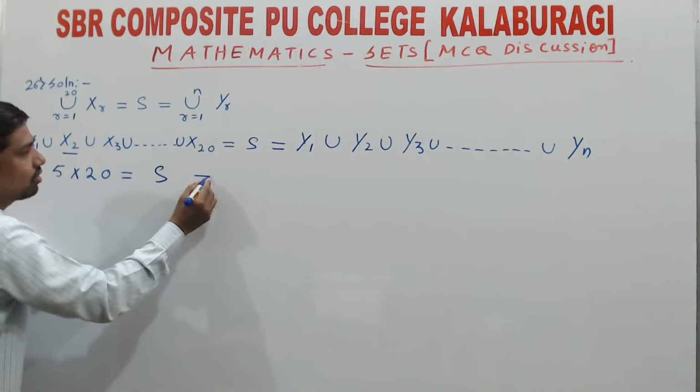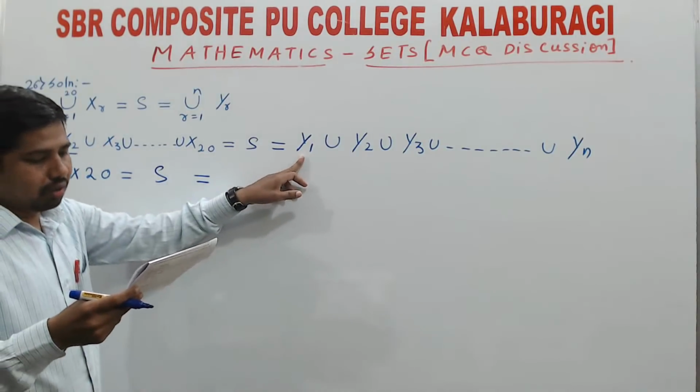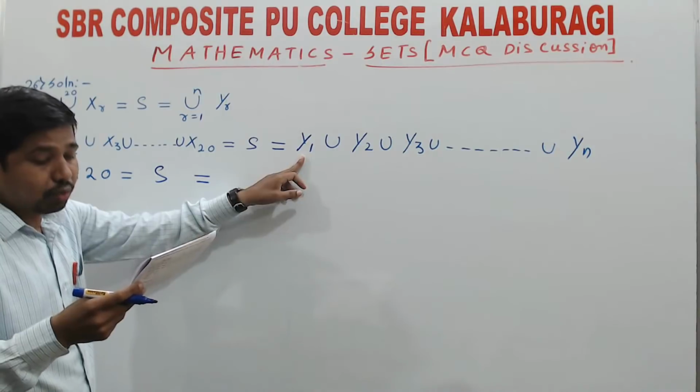Which is equal to S, which is equal to again what is given? Each set YR contains 2 elements.